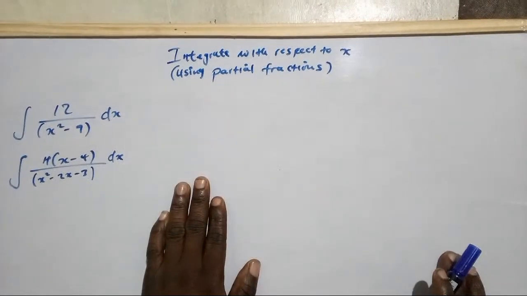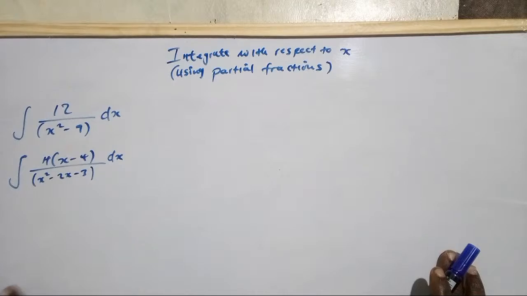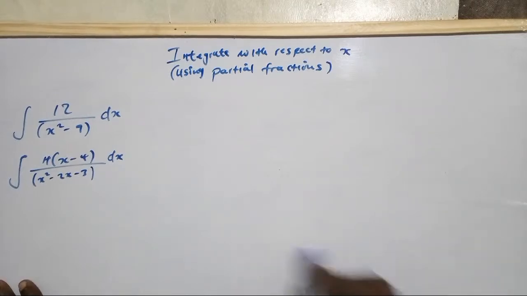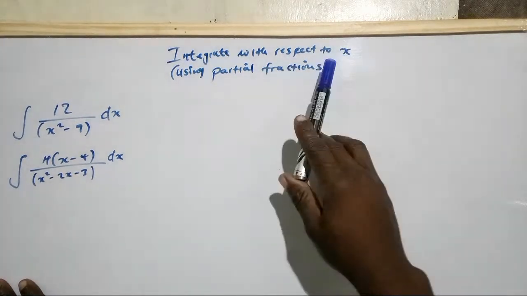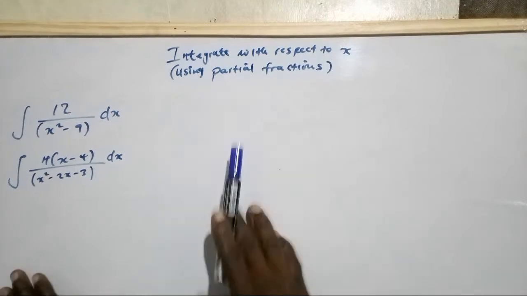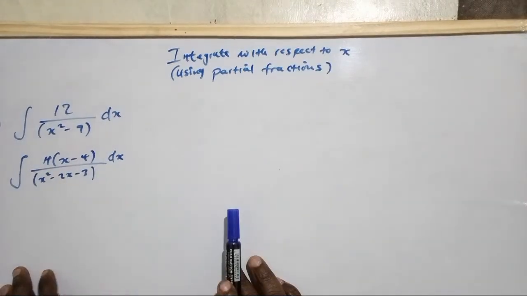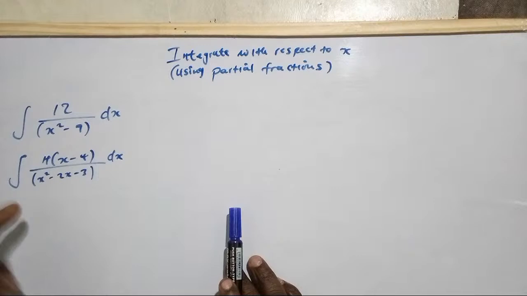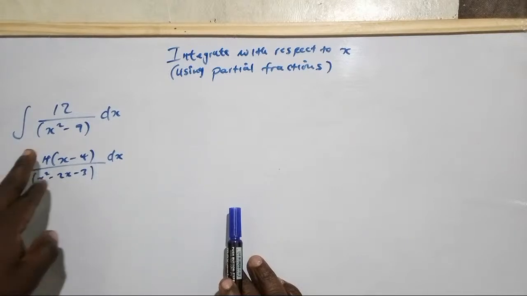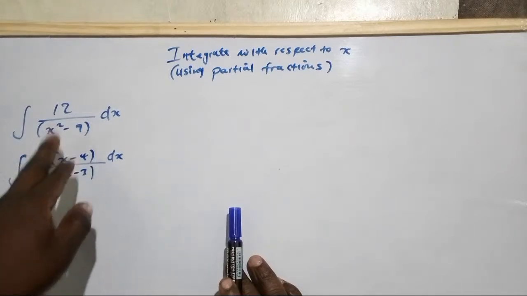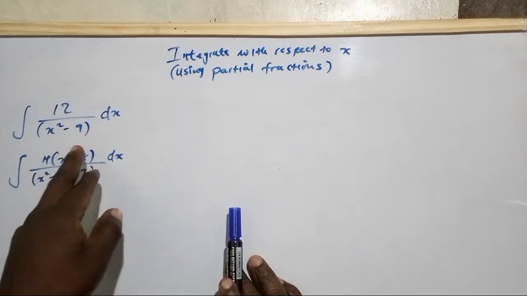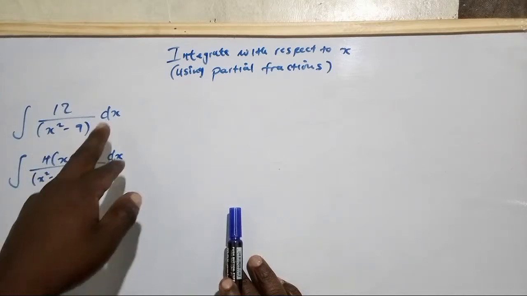Hello guys, welcome back. Once again, we have an interesting question, which is to integrate with respect to x by using partial fractions. So this is our question which we are having here. We have the integral of 12 over x squared minus 9, in the bracket, dx.